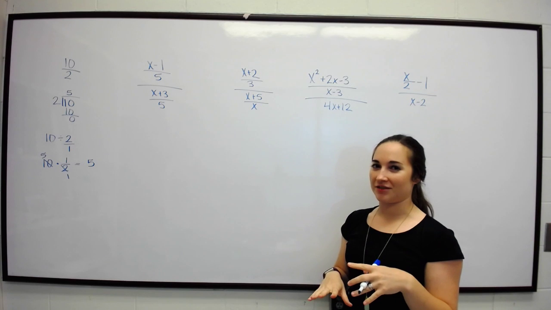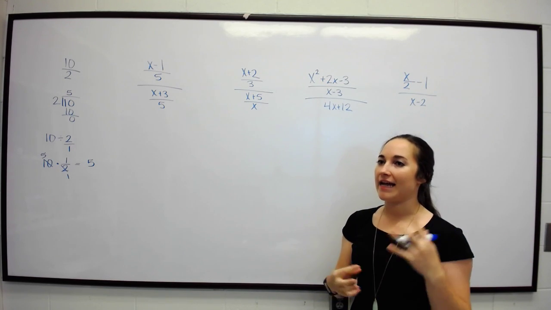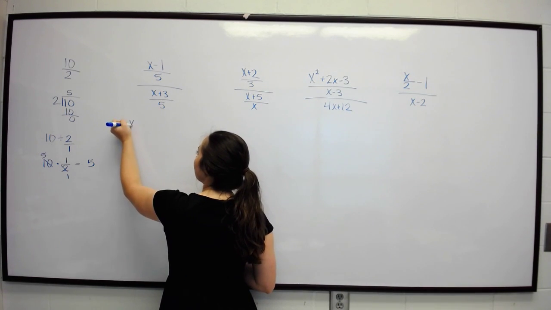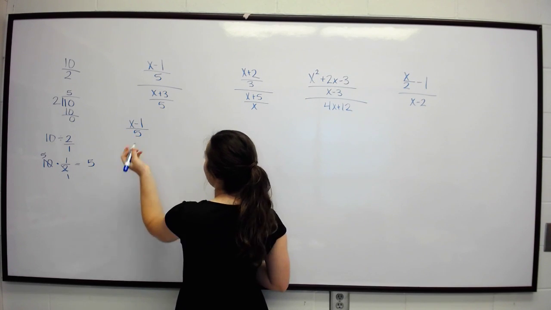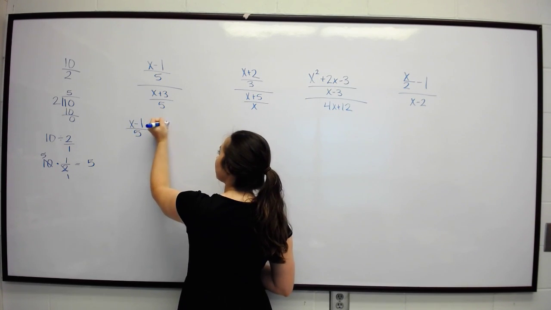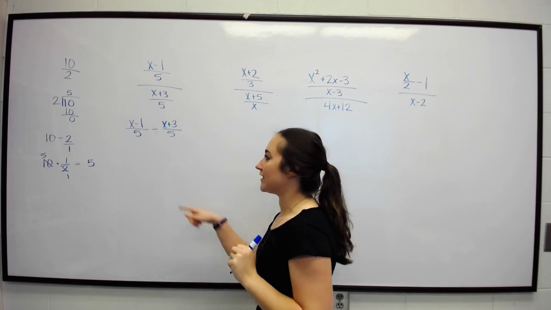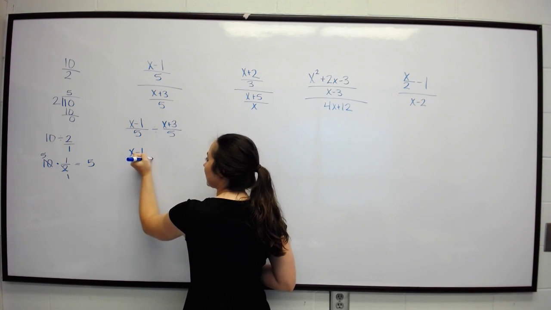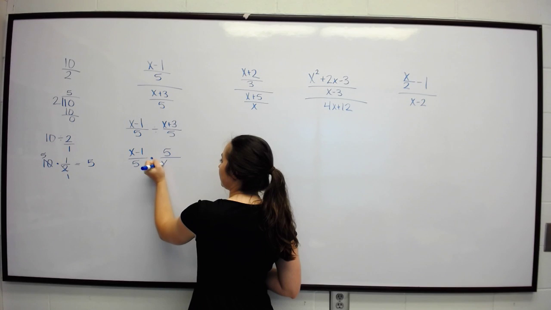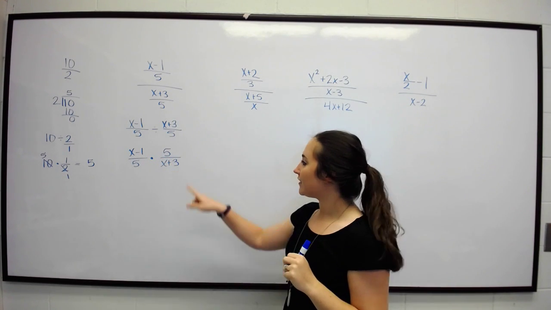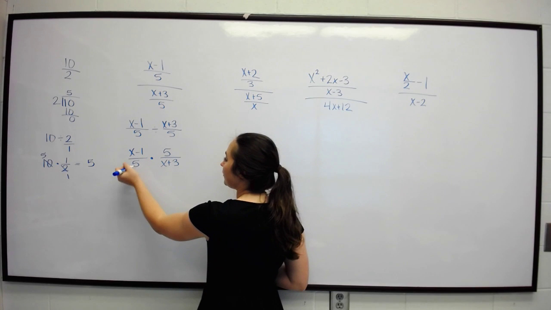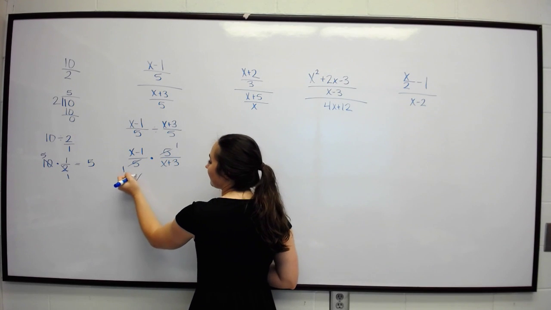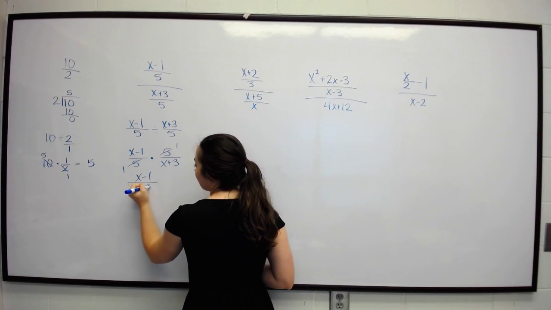This is a complex fraction because we have a fraction in the numerator and a fraction in the denominator, which we have both here. So what we're going to do is start by rewriting this. We're going to say x minus 1 over 5 divided by x plus 3 over 5, just like we did here. And now we're going to keep the first term the same, change the sign to multiplication, and take the reciprocal of the second term. So now we have something that we can work with. If you'll notice, these 5s are going to reduce to 1. So our final answer would be x minus 1 over x plus 3.